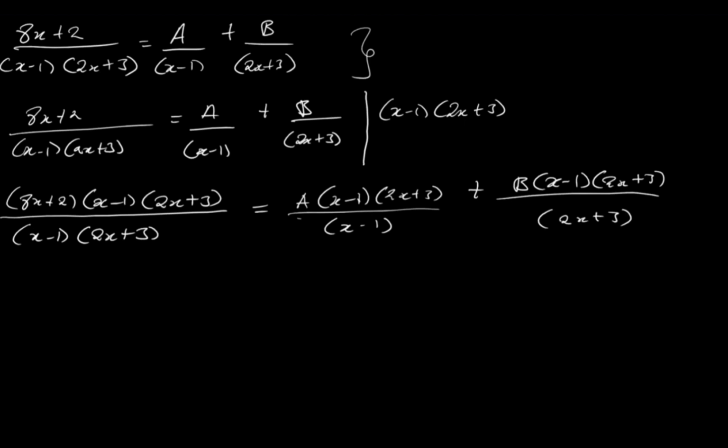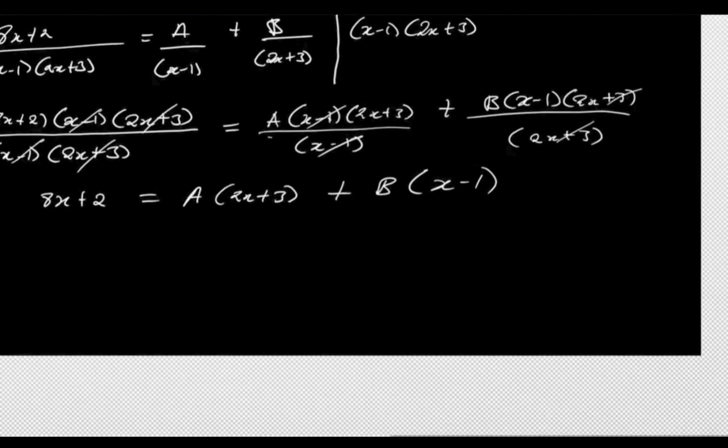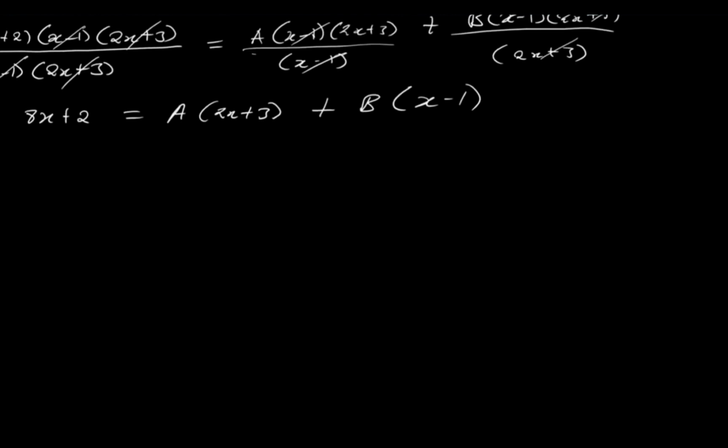Now, once you do this, all you have to do is simplify. This cancels with that, this with that. And I end up having 8x plus 2 is equivalent to a times 2x plus 3 plus b times x minus 1. Once you have this, all you have to do is get the factors from the right hand side. I'm having the first factor, 2x plus 3. And the second factor is x minus 1. These are the factors we're focusing on. Then solve for x in each case.